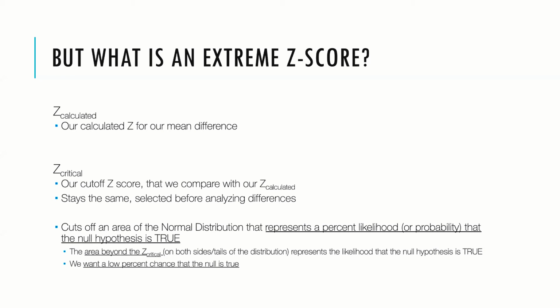5, right? If we have 99 on the center of the distribution, we have 1 in the tails, right? That area beyond the tails tells us what % likelihood the null is true. So if we have 95, that means 5% in the tails, 5% likelihood that the null is true. We have 1% in the tails, 1% likelihood that the null is true. We can use that thinking of the normal distribution. I say here, the area beyond that z-critical on both sides represents the likelihood that the null is true. You want a low % chance that the null is true.